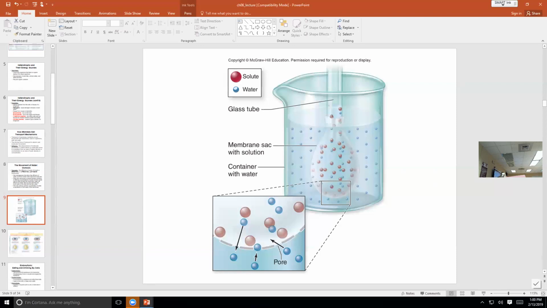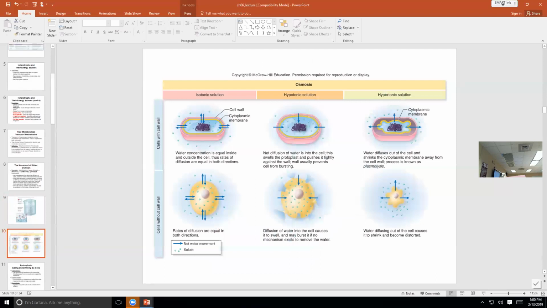So with osmosis, when we talk about this movement of water, we do often talk about the tonicity of a solution. And tonicity is just the idea of how that solution will affect cell size. That's what tonicity is referring to.